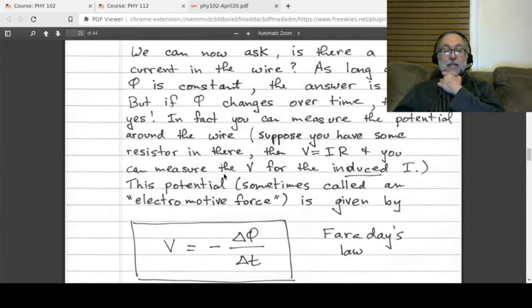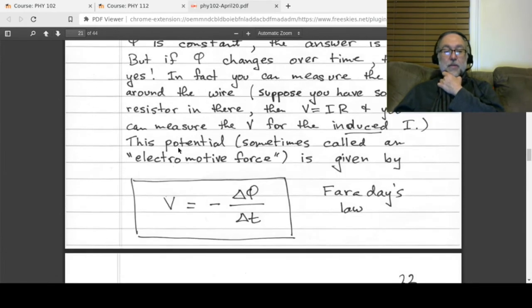And the answer is Faraday's law. If you calculate this flux and this flux doesn't change over time, then there's no current. But if the flux does change over time, the rate at which this flux changes over time, that's your delta phi. Phi is the symbol for flux, obviously. So it's the delta phi by delta t. It's how fast the flux is changing. The faster the flux changes, the more potential is induced in that wire.